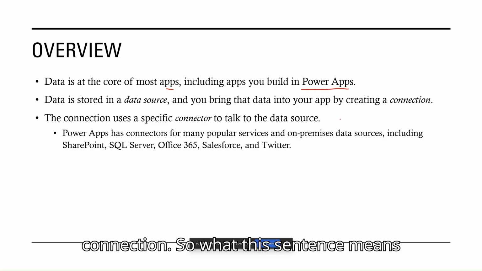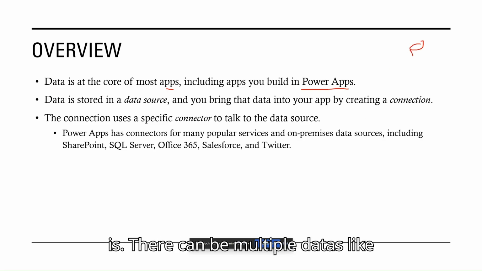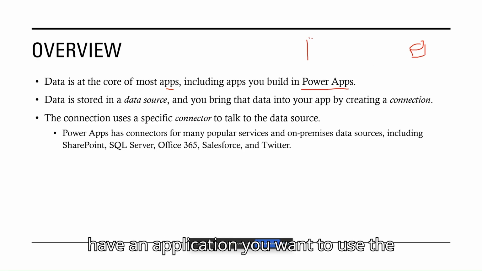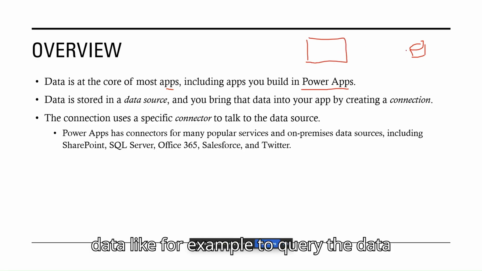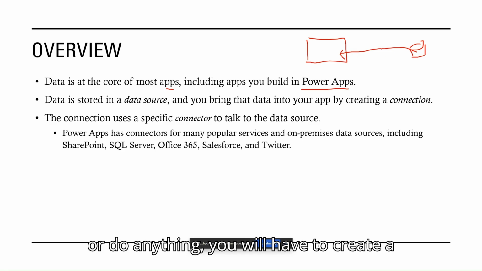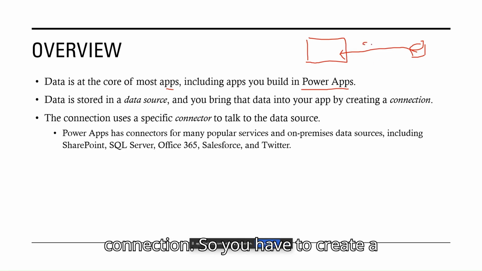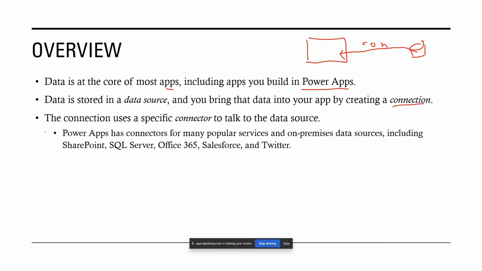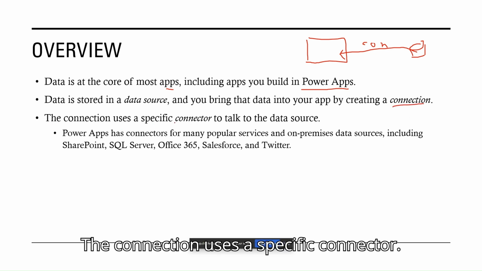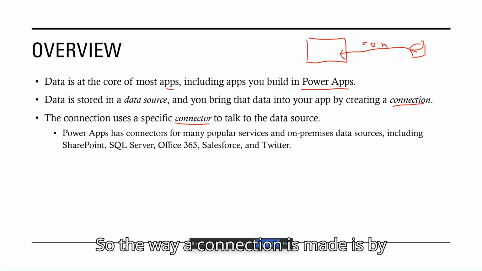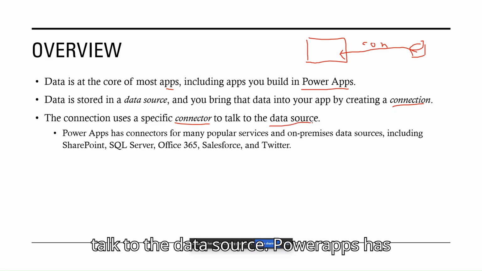So, what this sentence means is there can be multiple data sources, like there can be a database here, and if you have an application, you want to use the data, like for example, to query the data or do anything, you will have to create a connection. Okay, so you'll have to create a connection to query the data source. Okay, the connection uses a specific connector. So the way a connection is made is by using this thing called connectors to talk to the data source.